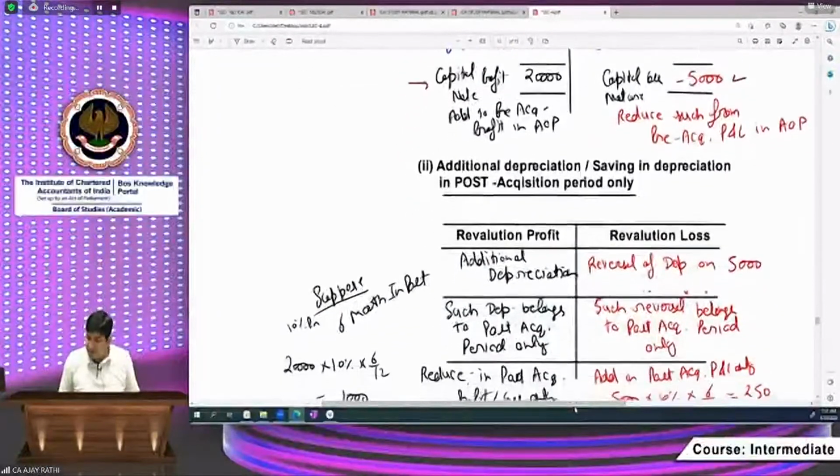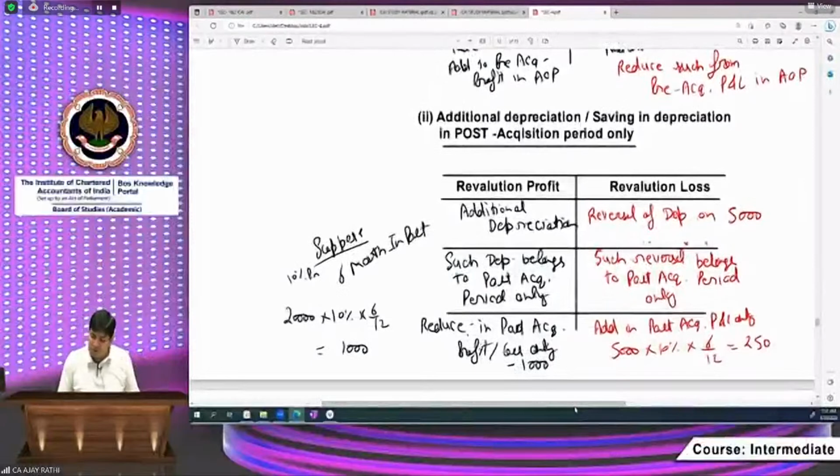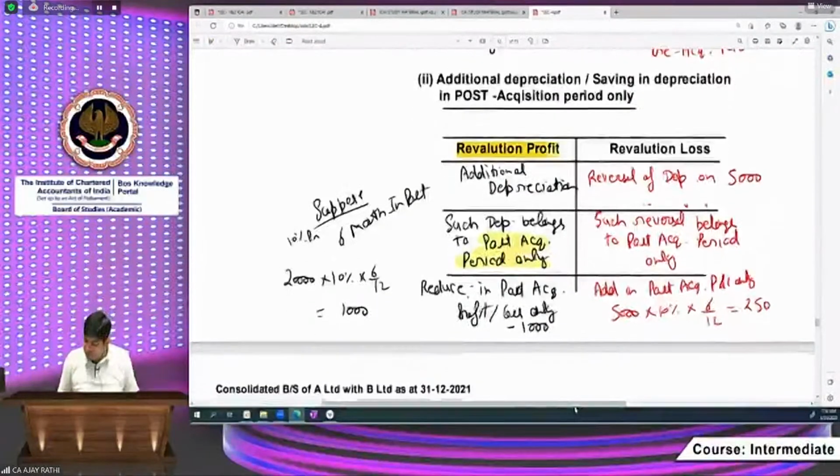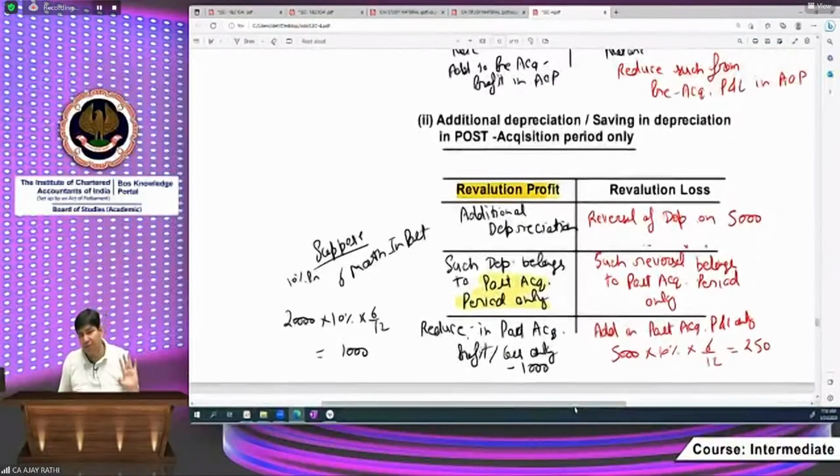Additional depreciation or saving: if there is a revaluation profit, then we have to calculate additional depreciation, and it belongs to the post-acquisition period only. So that will be transferred to the post-acquisition profit and loss. That will reduce from the post-acquisition. Vice versa, there will be the reverse case if there is a loss on revaluation.